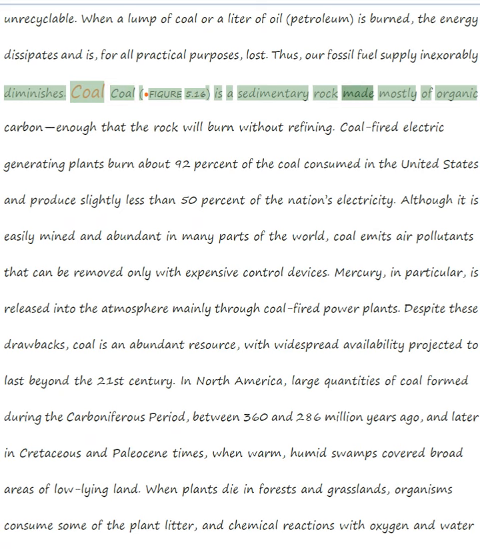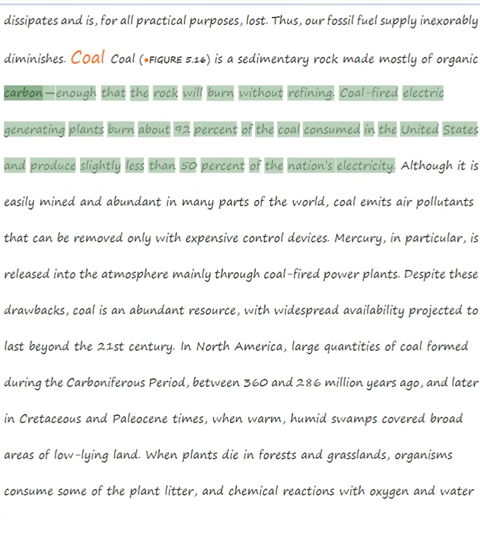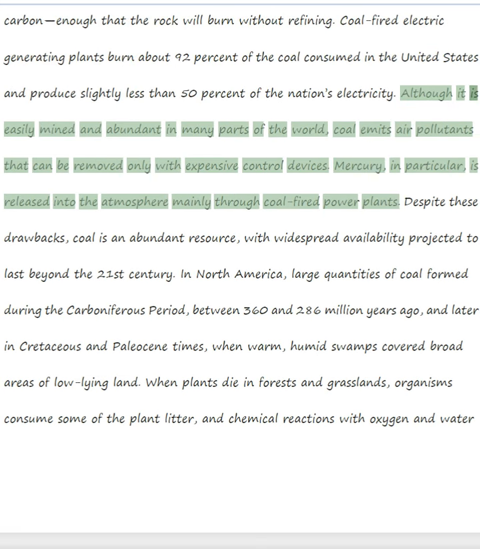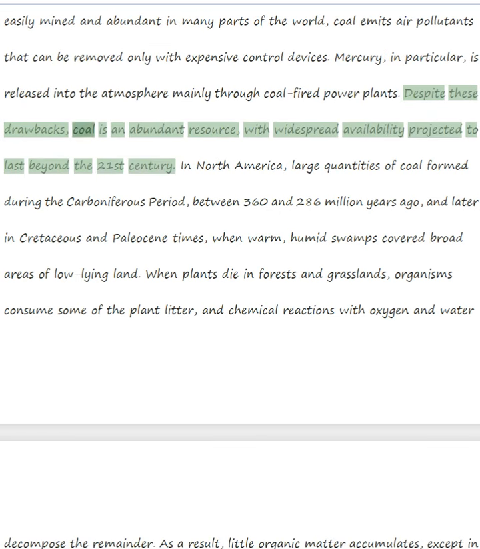Coal is a sedimentary rock made mostly of organic carbon, enough that the rock will burn without refining. Coal-fired electric generating plants burn about 92% of the coal consumed in the United States and produce slightly less than 50% of the nation's electricity. Although it is easily mined and abundant in many parts of the world, coal emits air pollutants that can be removed only with expensive control devices. Mercury, in particular, is released into the atmosphere mainly through coal-fired power plants. Despite these drawbacks, coal is an abundant resource, with widespread availability projected to last beyond the 21st century.